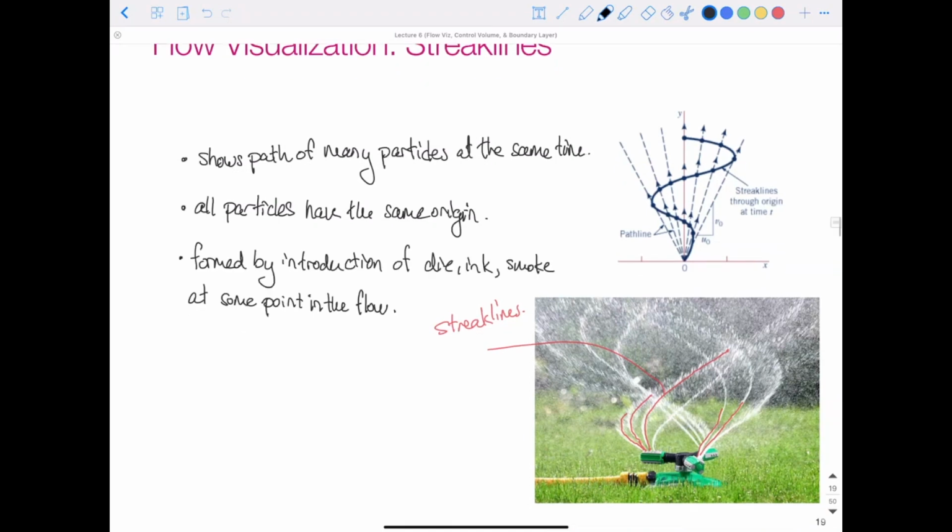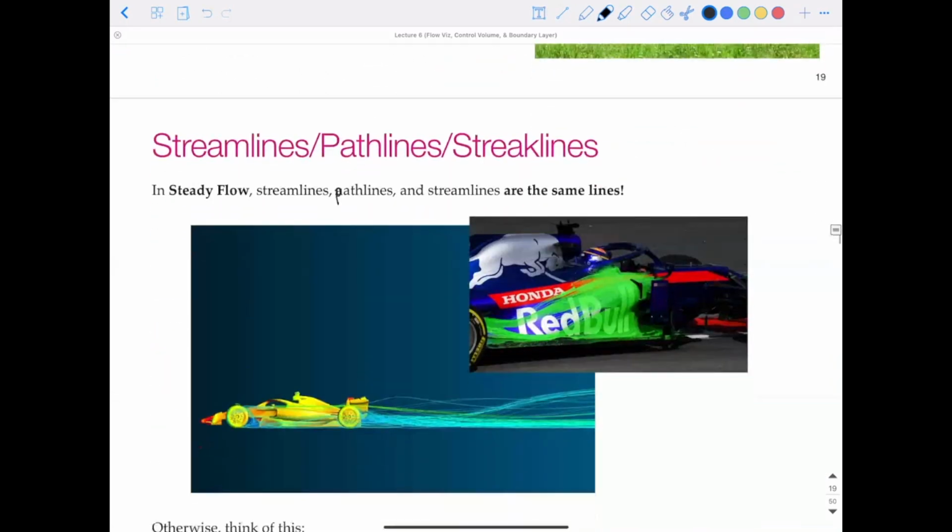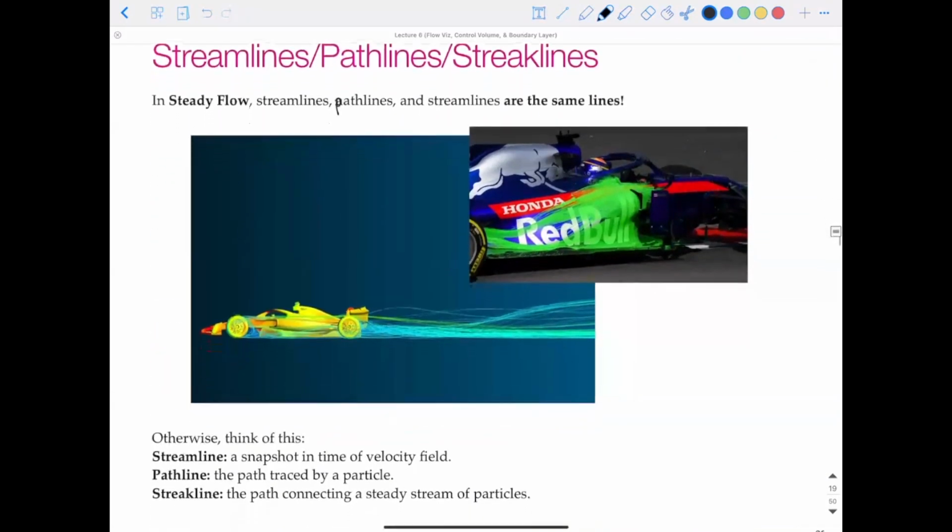So now we have some definitions. Which of these pictures, what do we think that these are now? What is this top right one? Is this a streamline, path line, or streak line? Streaks. Yeah, that'd be streak lines.